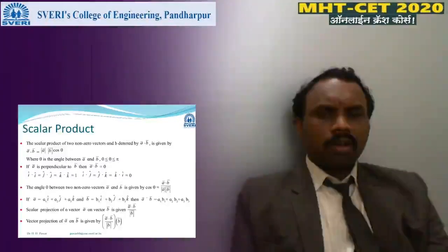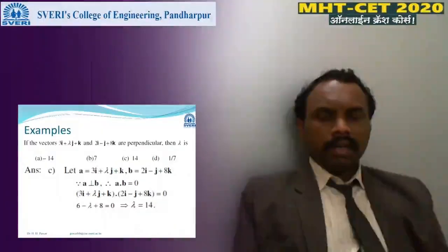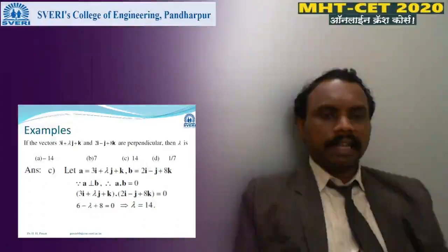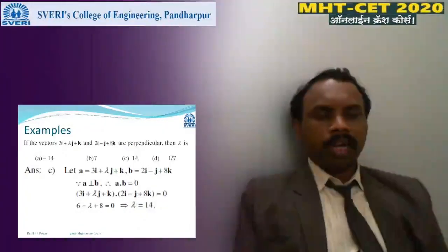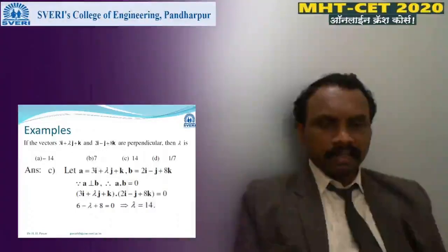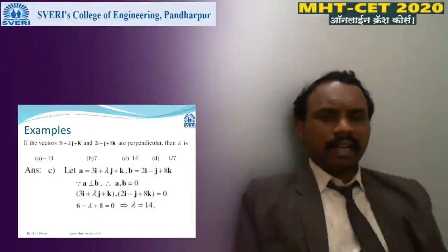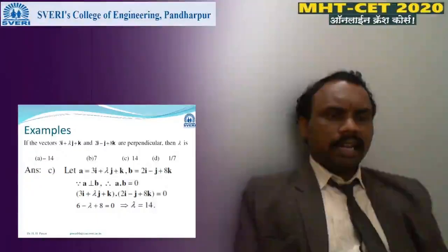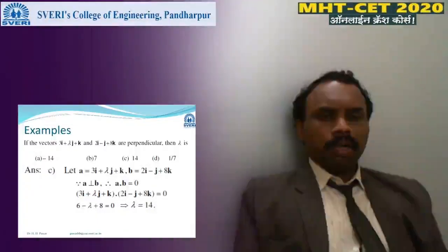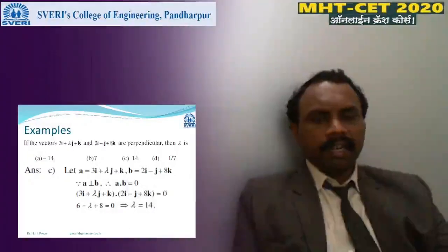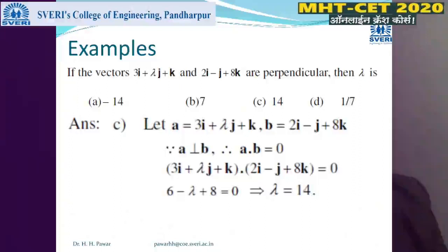See an example based on scalar product. If the vectors 3i plus lambda j plus k and 2i minus j plus 8k are perpendicular, then we have to find the value of lambda in this case. As we saw earlier, two vectors are perpendicular if their dot product is 0. So consider the first vector as a bar and the second vector as b bar. Then as a bar is perpendicular to b bar, a bar dot b bar is equal to 0.